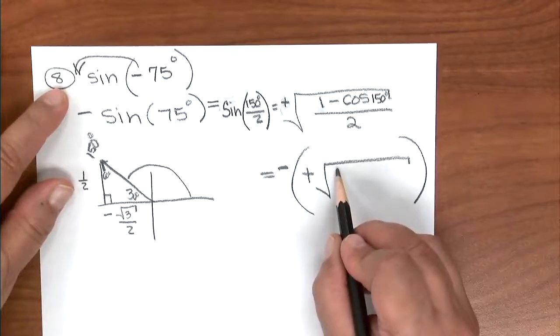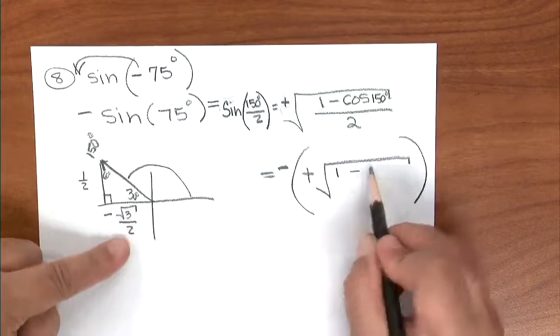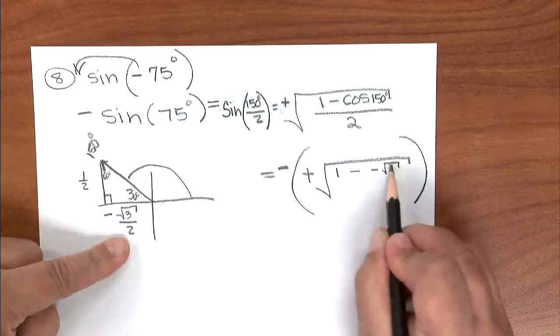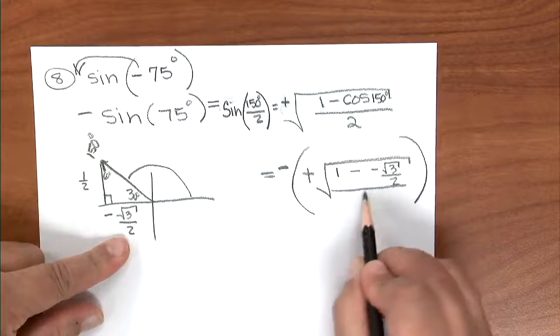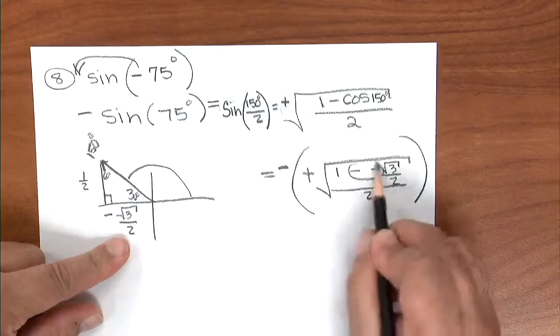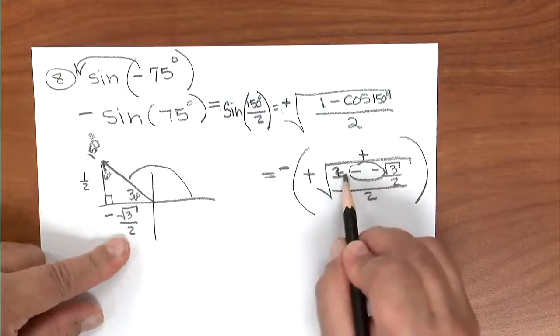Okay, so it's 1 minus, the cosine is this right here, negative square root of 3 over 2. This minus is from the formula. So let's see, I'm going to go like this. I'm going to say that that is a positive, that double negative. I'm going to call this 2 over 2.